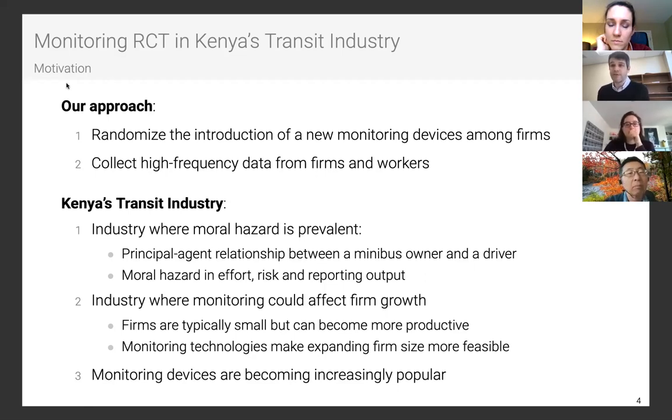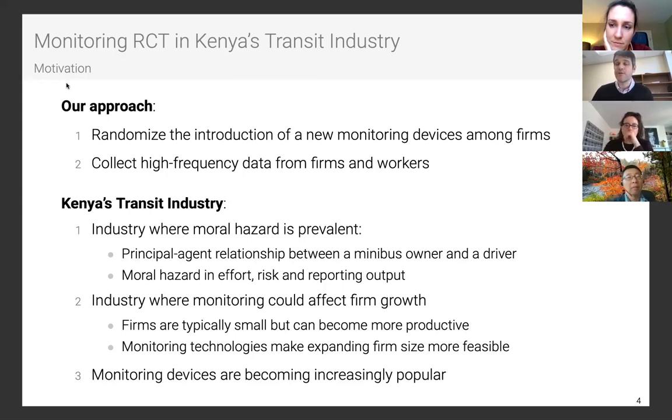And then finally, there's an extra dimension of moral hazard, which is that the drivers are the only ones that know how much revenue they brought in. And so there's moral hazard in how much of that revenue they report back to the owner. So there's a lot of moral hazard here. And we think this is an industry that might plausibly be constrained by this problem. So we think this problem might be affecting firm growth.